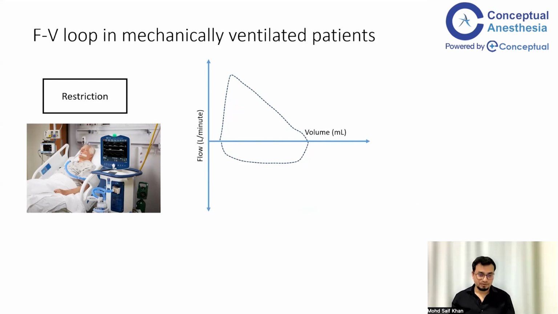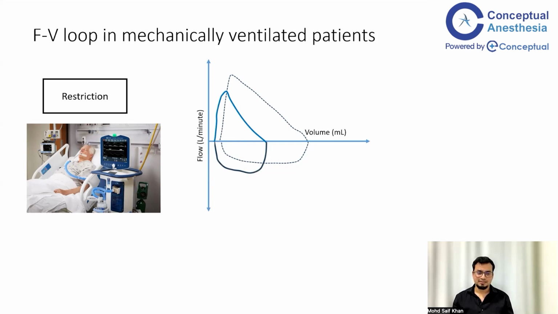Okay. Now what happens in restrictive lung disease to this FV loop in a mechanically ventilated patient? Can you guess? Yes. So there will be a decrease in everything. But there will be a shift of this curve. So there will be a decrease in the peak inspiratory flow rate, and there will be a leftward shift of this inspiratory curve and expiratory curve both. So the whole loop will be shifted. All right, so this is your usual restrictive lung disease, and there will be a little bit of increase in the peak expiratory flow rate.